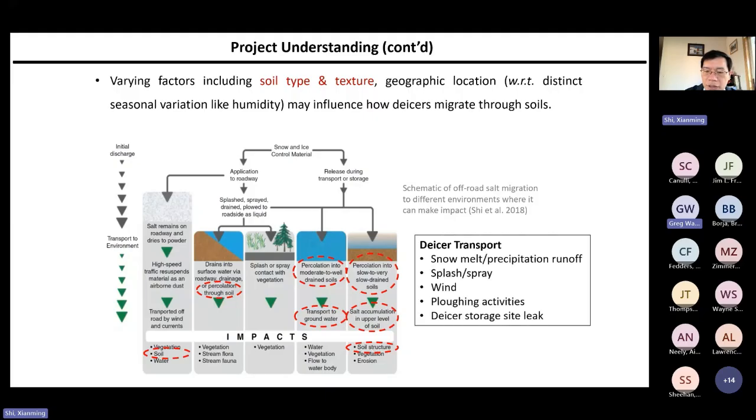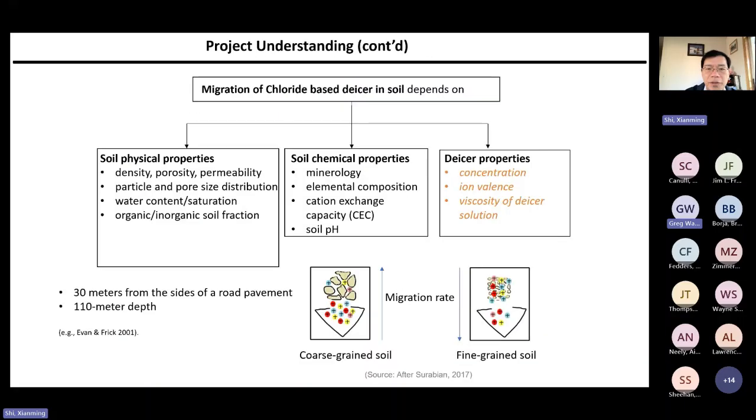Like I mentioned earlier, there are many different ways for deicers to get into the adjacent environment. This is only a piece of the puzzle. So this project is trying to focus on understanding migration of chloride-based deicers in roadside soil.